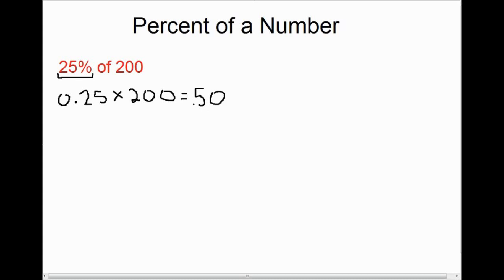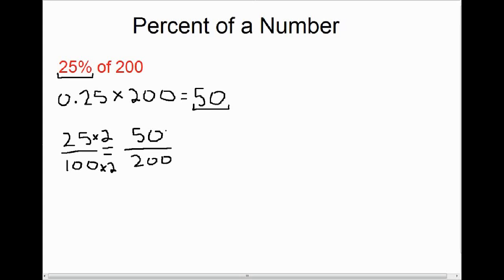Now, again, what does that 50 mean? Well, 25% as a fraction is 25 out of 100. And when I'm finding 25% of 200, I'm really finding an equivalent fraction here, where 200 is my denominator. Now this one is a little bit more obvious than the last one. To change 100 to 200, we multiply it by 2. And what we have to do to 25 then is also multiply it by 2.